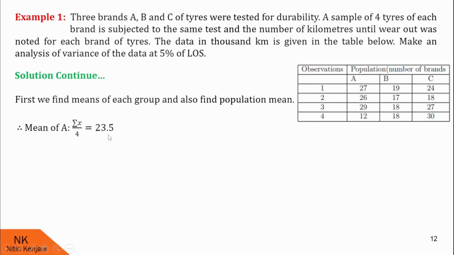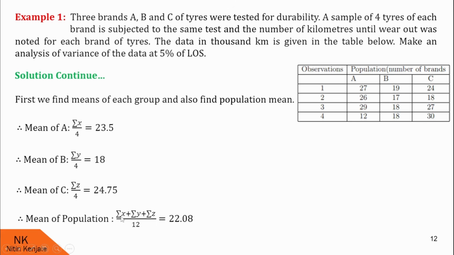Similarly, we can find out means of B, means of C, and then finally we find overall mean, that is population mean, given by summation x plus summation y plus summation z divided by 12, because there are overall 12 elements in all samples. I found mean of B is 18, mean of C is 24.75 and population mean is 22.08. Guys, you can pause the video and check the calculation if you want.